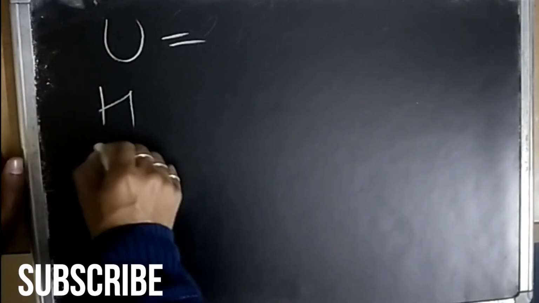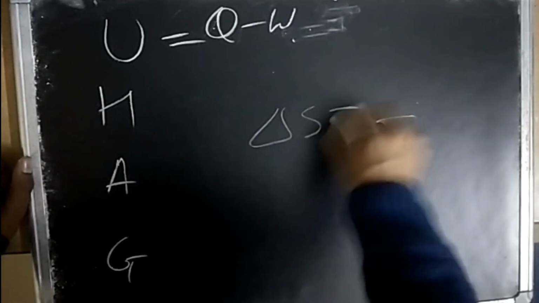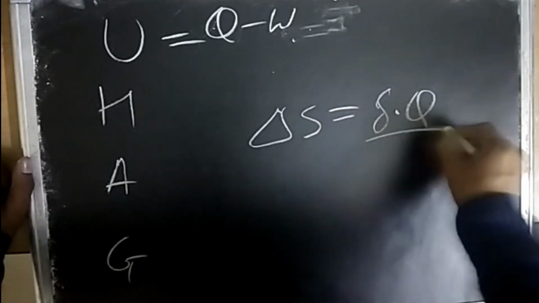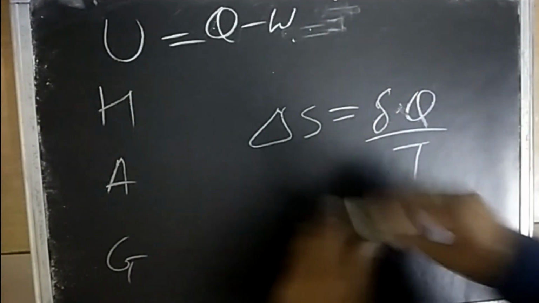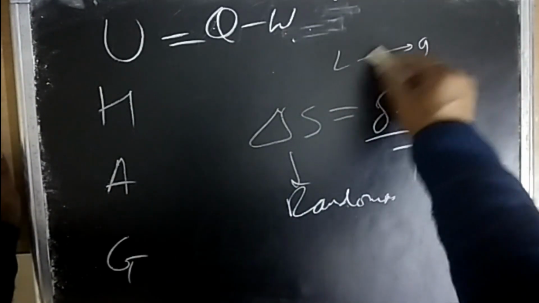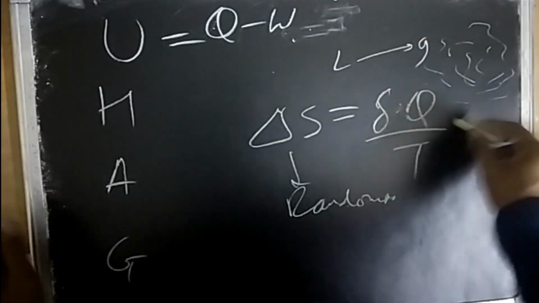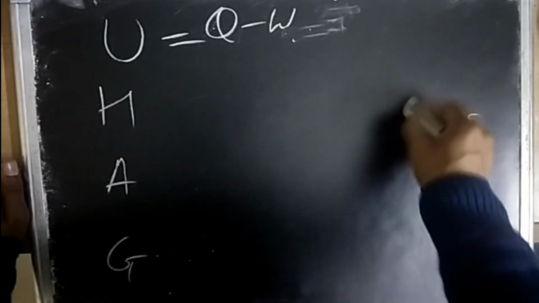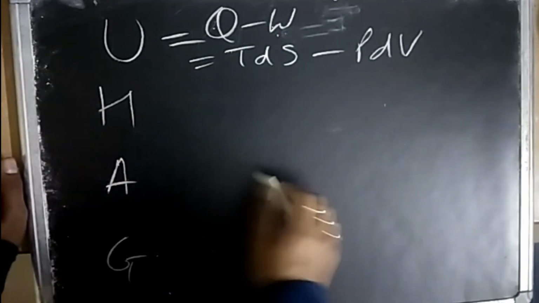Next thing, let me write this: U. Four main things: U, H, A, G. U we know is Q minus W. Q is TdS. Now delta S, entropy is dQ upon T. Entropy is randomness, the degree of randomness. If liquid is going to gas, the vapor will occupy more, become more random, so entropy will increase. So dS is dQ upon T, so TdS is Q. So Q I will write as TdS, and W is PdV. So this is U.